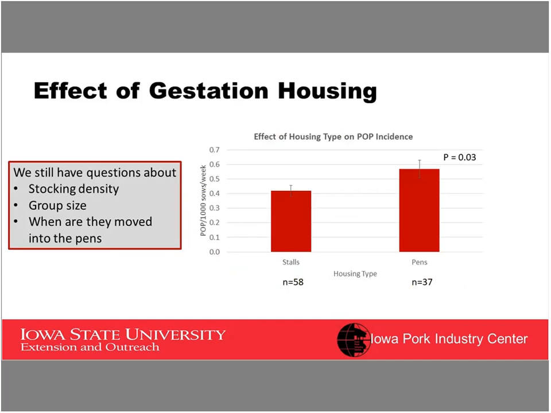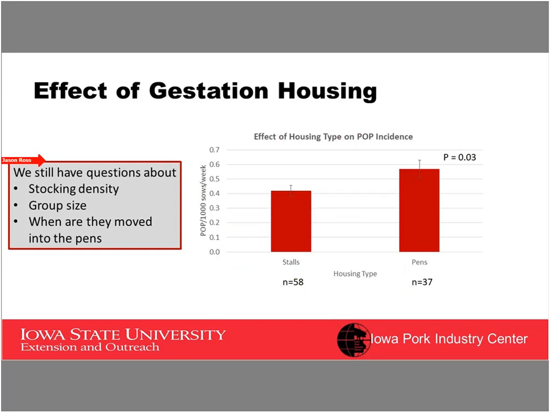One of the things that we also looked at was just the effect of gestational housing, and so this kind of shows just the breakdown, if anything, as a representation of the farms in the study spread across the U.S. that are using stalls and pens. So we had 58 farms that were using stalls, another 37 farms that were using pens in this analysis. There appeared to be a slightly lower amount of pelvic organ prolapse in the farms that are using stalls, although I've got some notes over here.